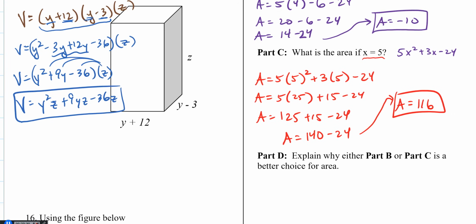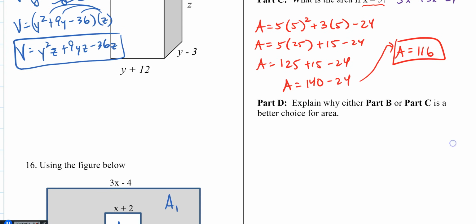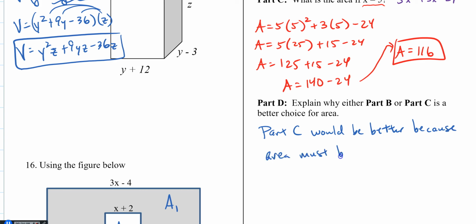Part D, explain why either part B or part C is a better choice for the area. Well, what do we know about area? Area is the amount of space that an object takes up, and one of our answers is positive, one of them is negative, and something that we should know is that distances, areas, and volumes can never be negative because that doesn't make sense. So which one would be a better choice? Part C would be better because area must be positive.